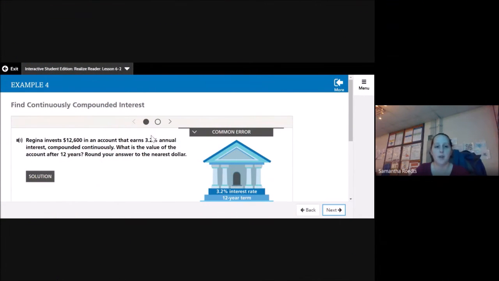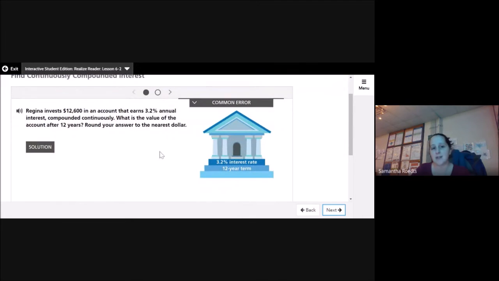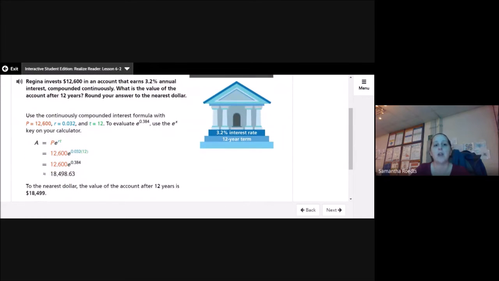Example 4. Regina invests $12,600 in an account that earns 3.2% annual interest compounded continuously. Okay, so we're going to use the e. What is the value of the account after 12 years? Round your answer to the nearest dollar. Okay, so my solution. Use the continuously compounded interest formula with P equals 12,600, my initial amount invested, my rate of 0.032, so 3.2% changed to a decimal, and t equals 12 years.